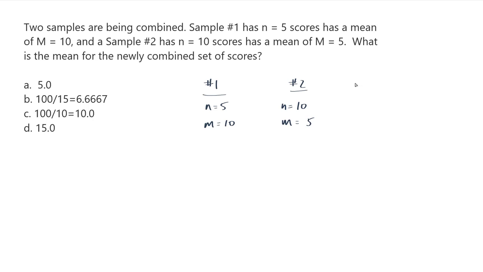Okay, so what we're looking at in this case is what's called a weighted mean. We are looking at the average of two groups being combined, or the average of their averages. Now, taking the average of their two averages is not going to give us the right answer just as simply as that.